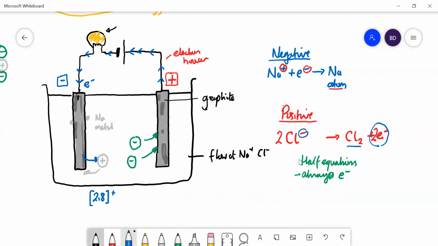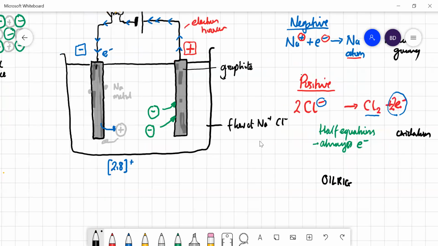And let's just also say, if you remember, OIL RIG: oxidation is loss, and reduction is gain of electrons. We can see what's happening at this negative electrode is reduction, because the sodium is gaining electrons. Whereas at this one, it is oxidation, because the chlorine is losing electrons.